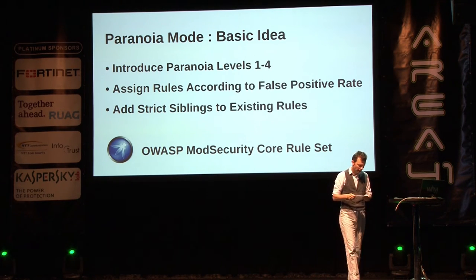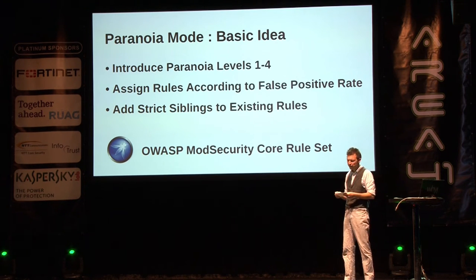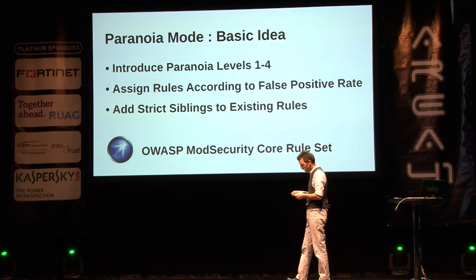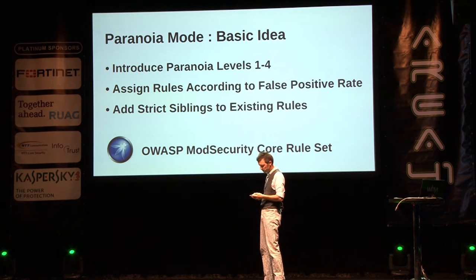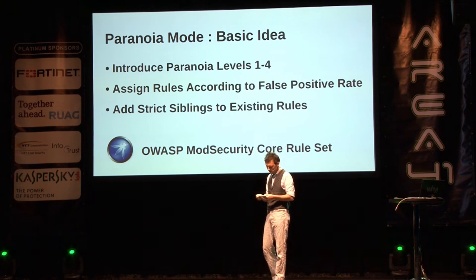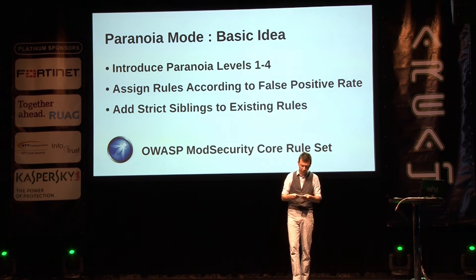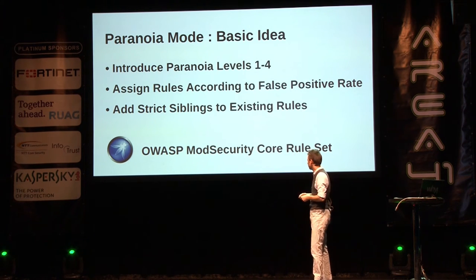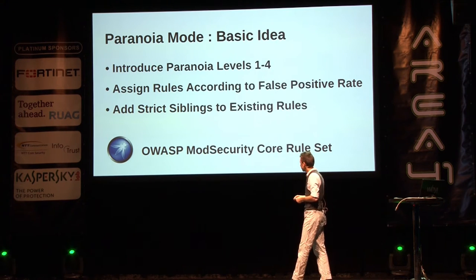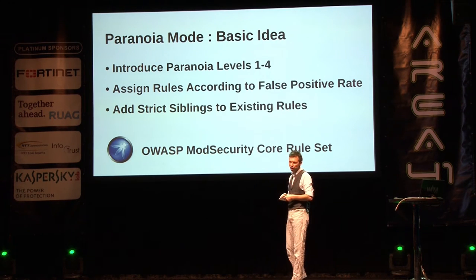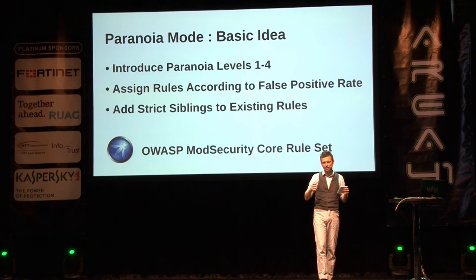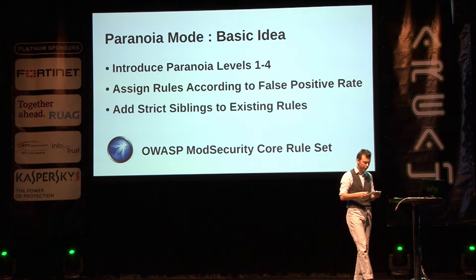And this has been going on in winter and springtime. And we have now 150 rules left in Paranoia Level 1. We have 30 rules in Paranoia Level 2 and a couple of rules in 3 and 4. And this is where the development is still running. So the strict siblings, this is not yet done. But the mechanics is fully functional. It's there to be used.